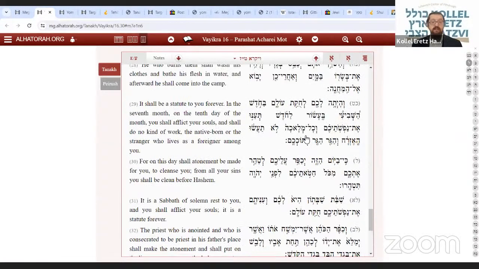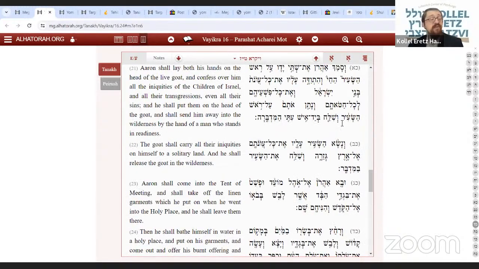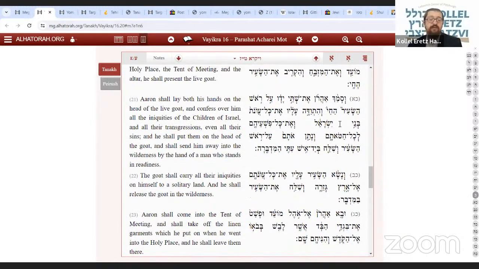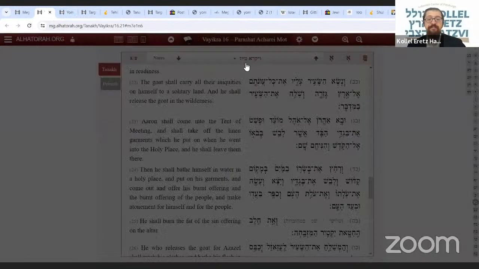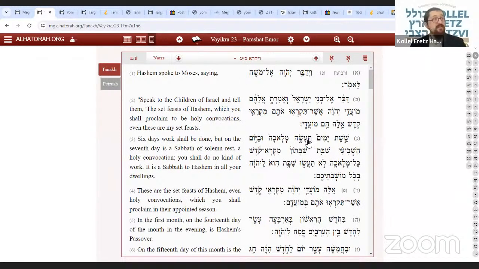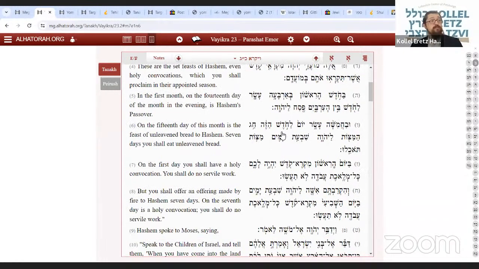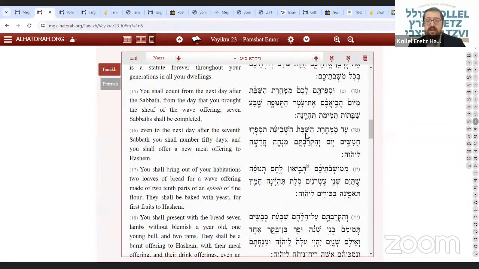Chapter 16, in the beginning of Parshas Acharei Mos, is a portion of the Torah in which Hashem tells Moshe everything the Kohen Gadol, the high priest Aaron, would have to do in the Beis Hamikdash on Yom Kippur: how many times he goes into the Holy of Holies, everything he does, etc. Chapter 23, in the middle of Parshas Emor, is where Hashem tells Moshe about all the Yom Tovim, all the Jewish holidays. And in the middle, He says there's a holiday called Yom Kippur.